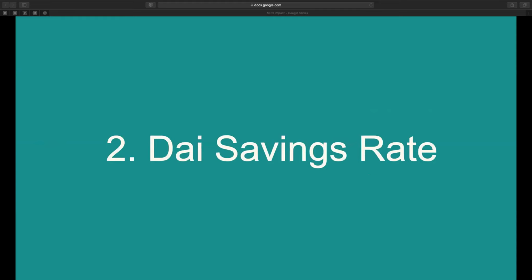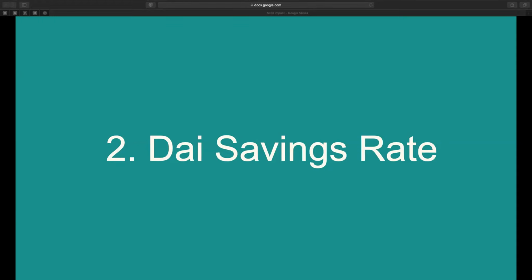And this is really interesting as far as I'm concerned. This is the real attention getter. The Dai Savings Rate, or DSR, is really an amazing construction. It's simple to understand, very simple to use, but it has profound implications through its innovation.